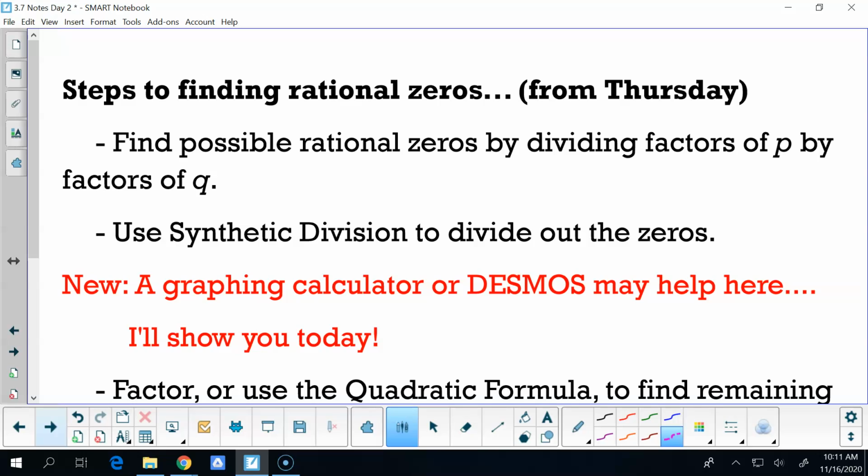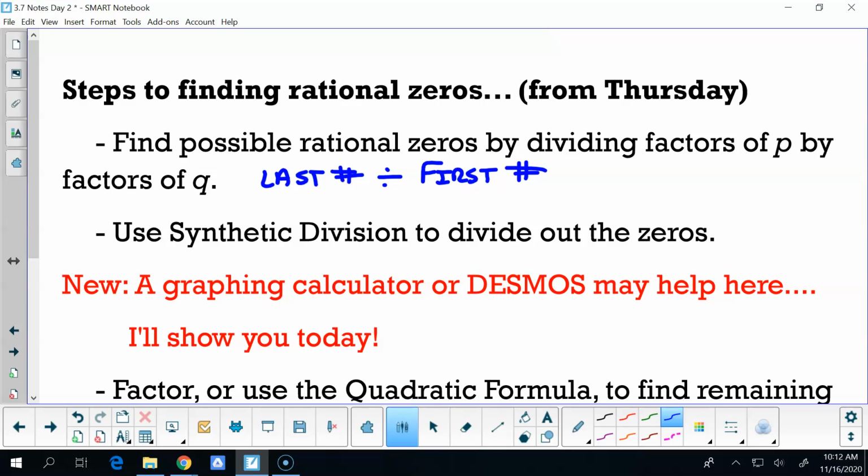So, the steps that we have to do in order to find a zero. First off, we're going to find the possible rational zeros by dividing the factors of p by the factors of q. So that's going to be the last number divided by the first number. Okay? Then we're going to use synthetic division to figure out a zero. Okay? Which so far we've been guessing and checking.